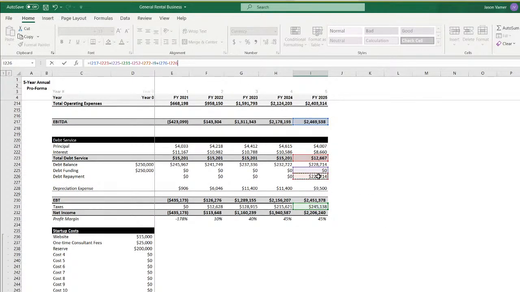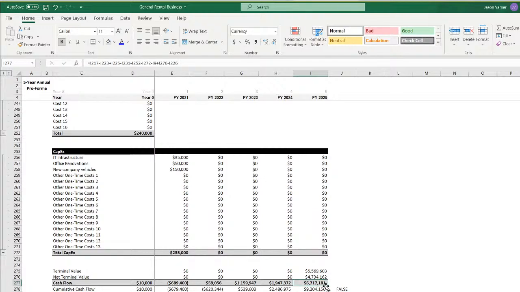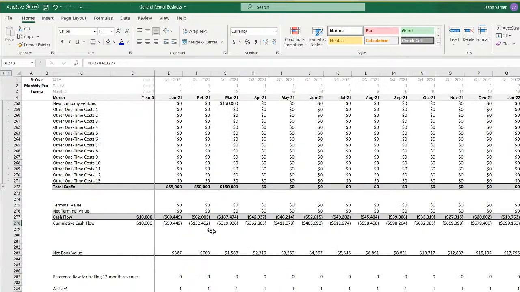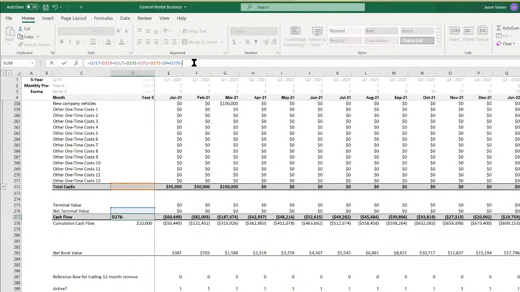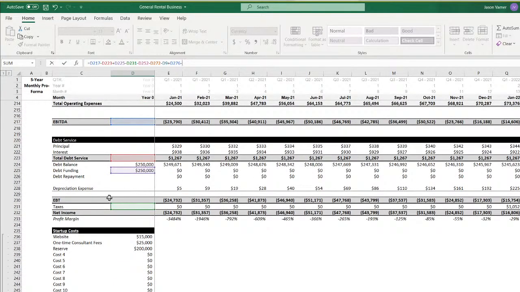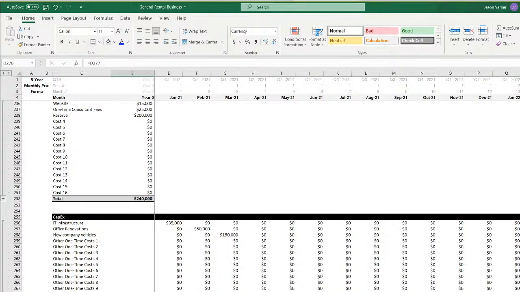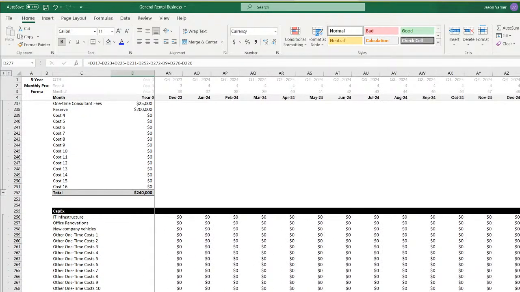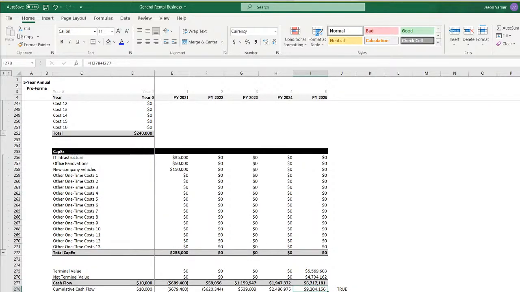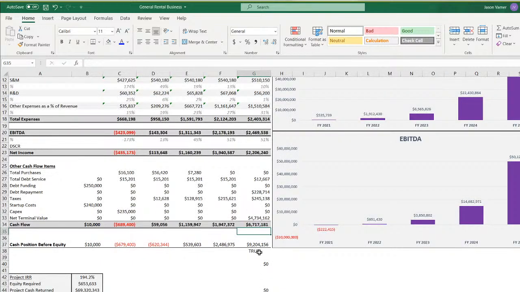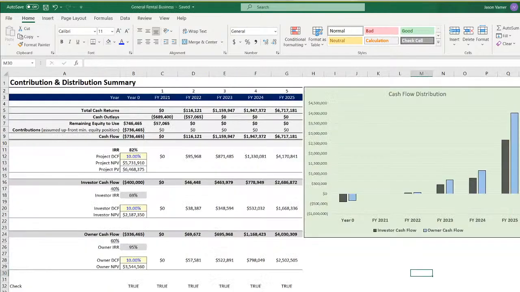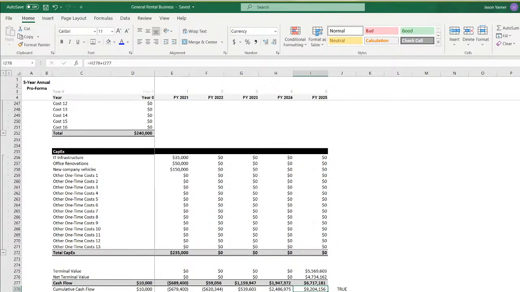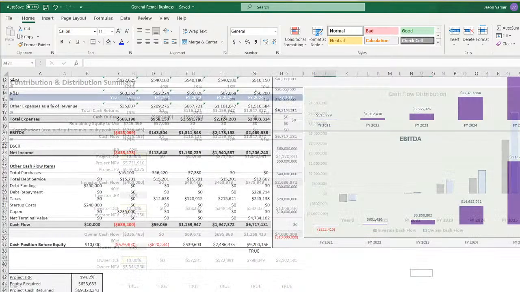So minus debt repayment. And this is why we do all these checks. So now 9204, let's fix the monthly as well. Minus debt repayment. 9204,156. All right, guys, we're getting there. We are getting there. What was I about to do?